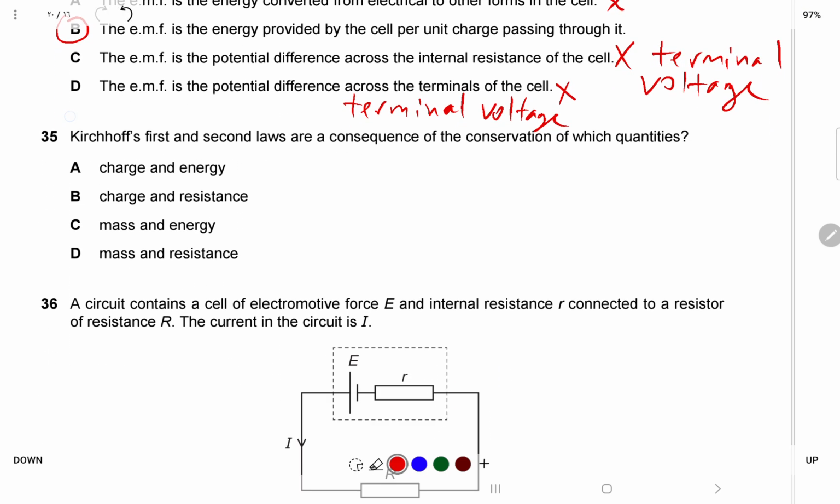Question 35. Kirchhoff's first and second laws are consequences of conservation of which quantities? Charge and energy. Kirchhoff's first law is charge and second law is energy. Clearly option A is correct.